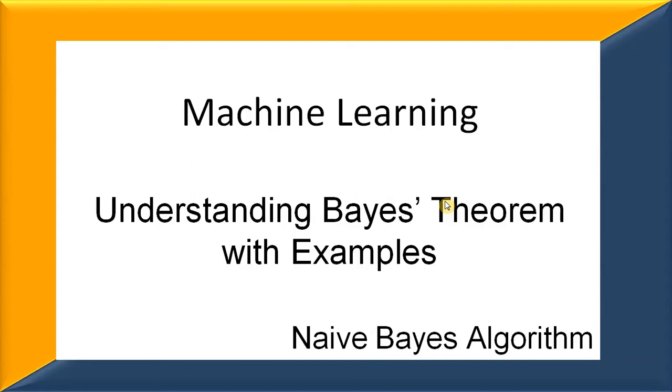In the last video, we started discussing the naive Bayes algorithm. We discussed basic terms in probability, understood what conditional probability is, and also derived Bayes theorem from conditional probability. In today's video, we will discuss more about Bayes theorem with some examples.